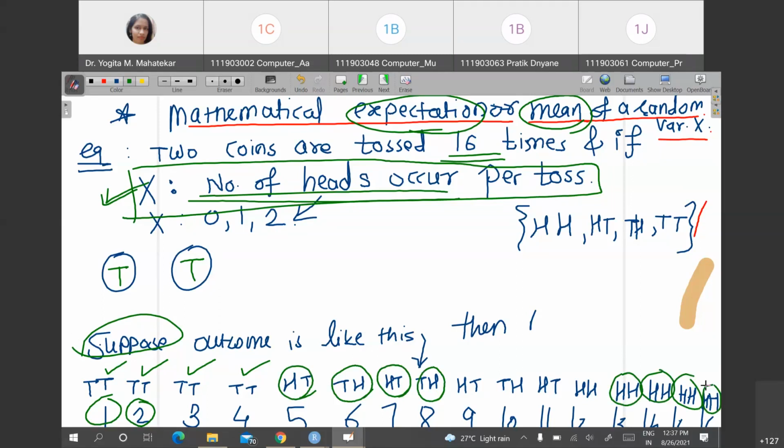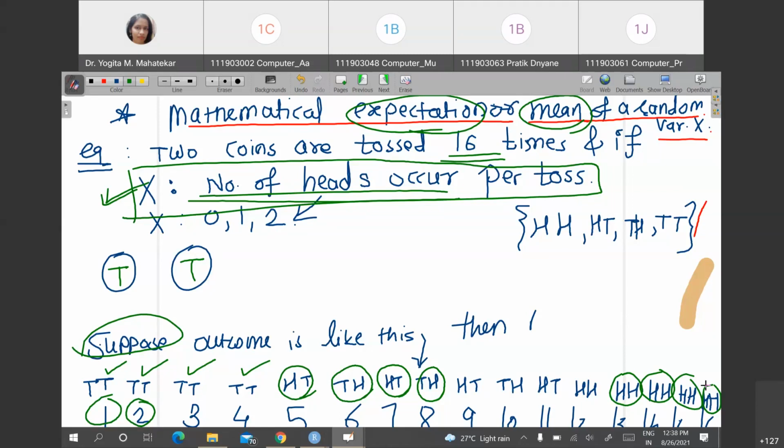I wish to find out the expectation of the random variable capital X, which is defined as the number of heads in this experiment. In other words, I am going to find the mean of the random variable capital X for these outcomes. Your outcome and my outcome will of course be different, but these are my 16 outcomes in 16 tosses. Now, what do you think, students?